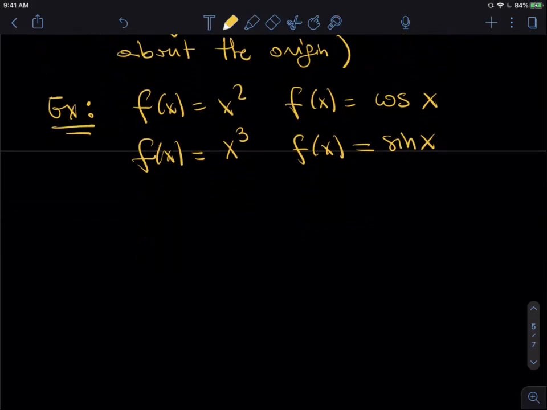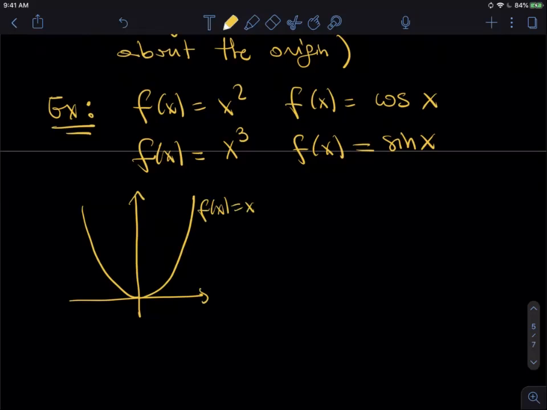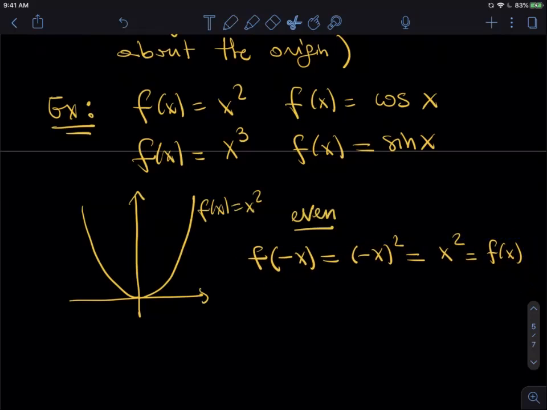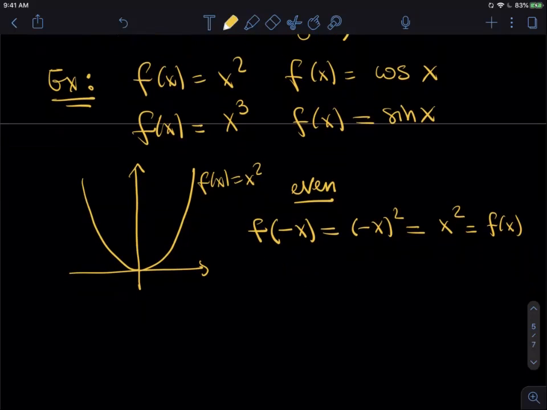Okay, so for these, we know the graphs, right? For f of x equals x squared, it's a parabola. This one is even. And that is easy to check because f of negative x is negative x squared, which is equal to x squared, which is f of x. So the definition works out. So that one is even.